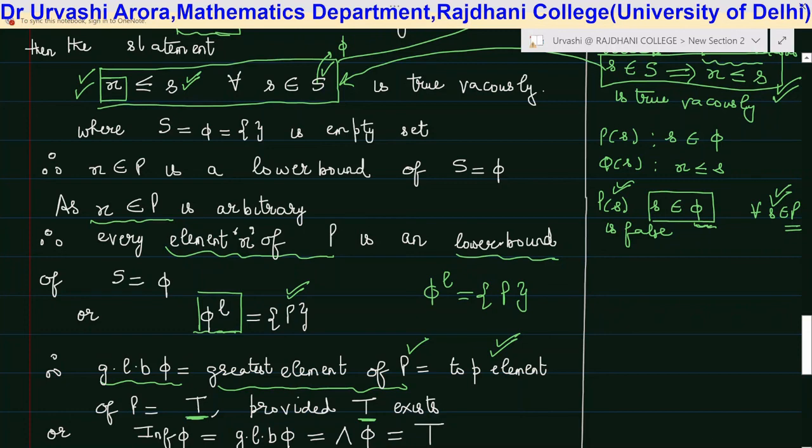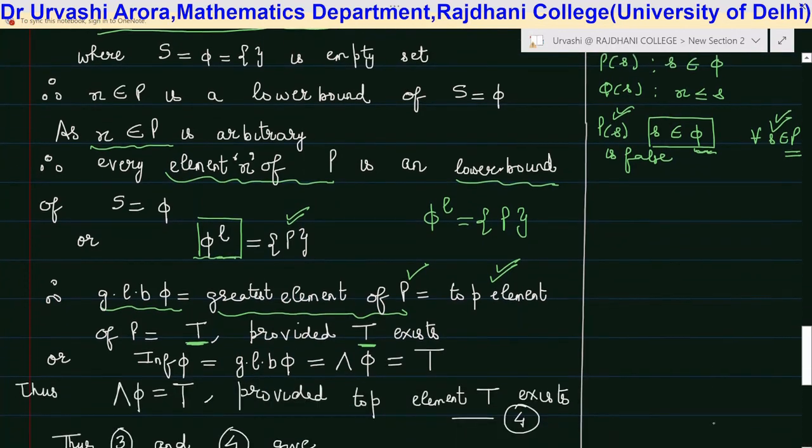This means that the greatest lower bound of phi, which is the meet of phi, is given by the top element of P, which is capital T, provided capital T exists. The greatest lower bound of phi is also called the infimum of phi. So from here we have the conclusion that the meet of phi, or the greatest lower bound of phi, or the infimum of phi, is the top element T, provided the top element exists. This particular conclusion I have marked as 4.